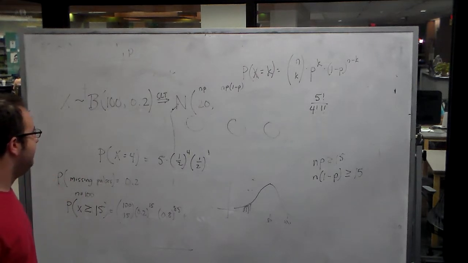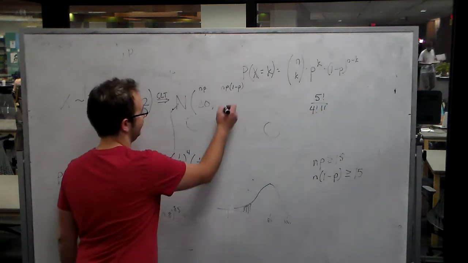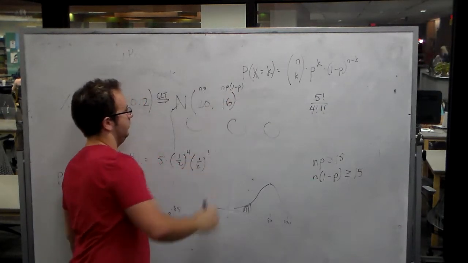Anyway, n times p times 1 minus p, so we have 20 times 0.8 times 0.2, which would be 16. So the variance is 16.